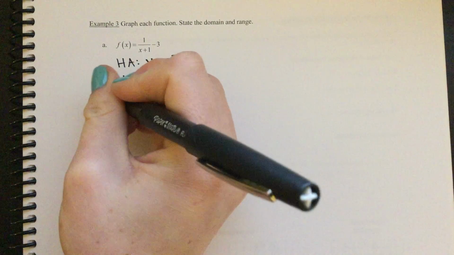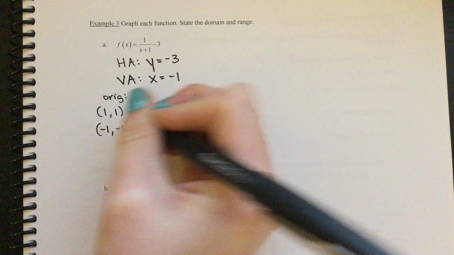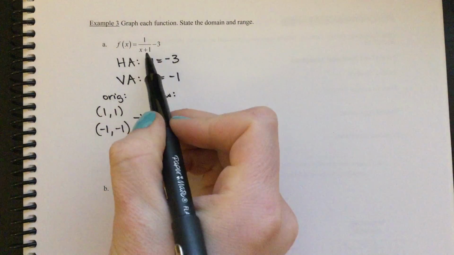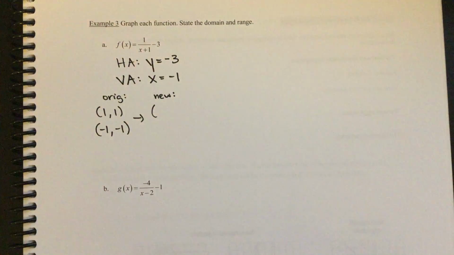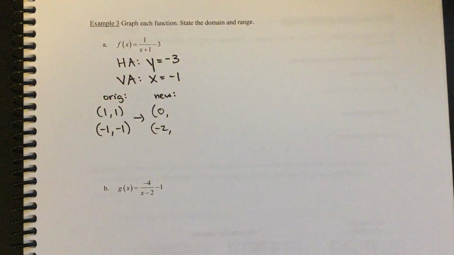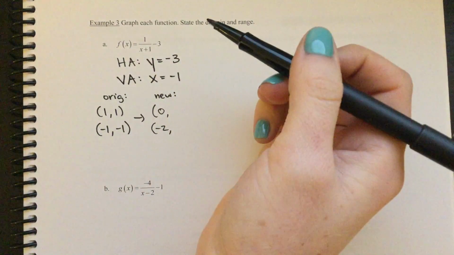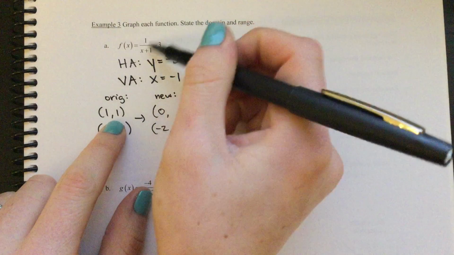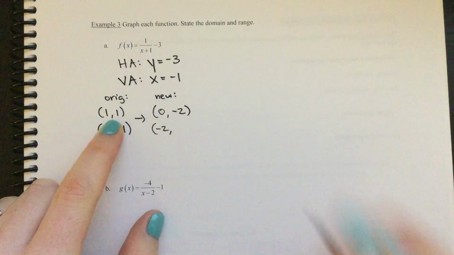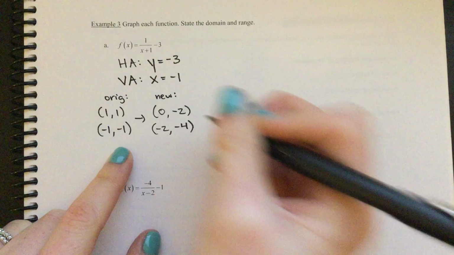Okay, so now for points, my original points are 1, 1, and -1, -1. So I'm going to transform and get my new points. The x plus 1 means my x values are going down 1. I'm subtracting 1 from my x values. So that's what I get for my new points. And then for my original points, 1 and -1, this is still just a 1, so you don't have to multiply by anything, but technically you could say you're multiplying by 1 and then subtracting 3. So 1 times 1 is 1, minus 3 is -2. -1 times 1 is -1, minus 3 is -4. Okay, so those are my new points.